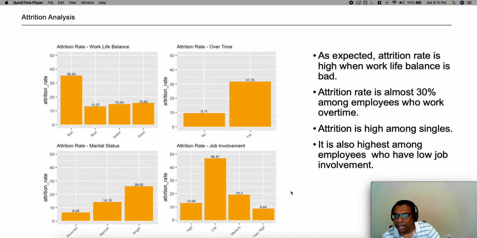More on attrition analysis. As expected, the attrition rate is high when the work-life balance is bad. Then the attrition rate is almost 30% among employees who work overtime. And then attrition is high among singles. Then it's also high among employees who have low job involvement.